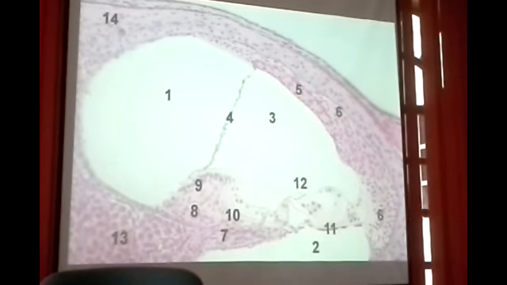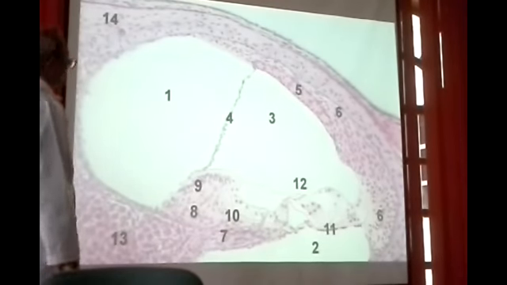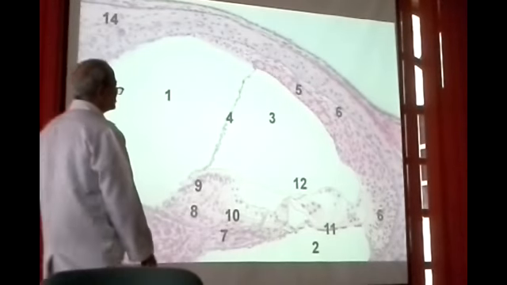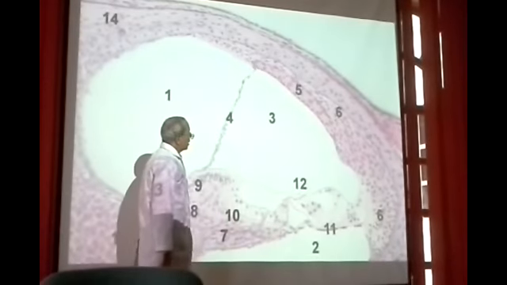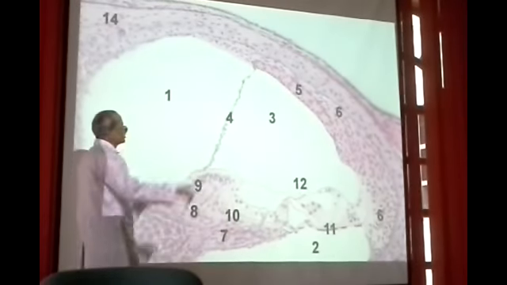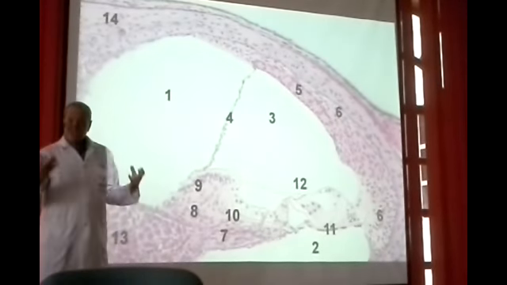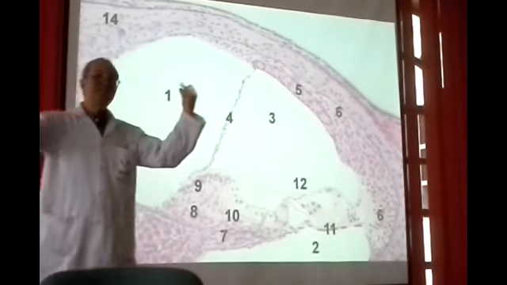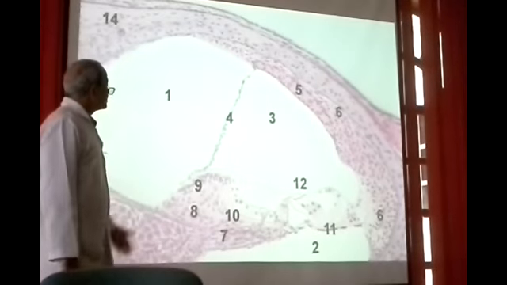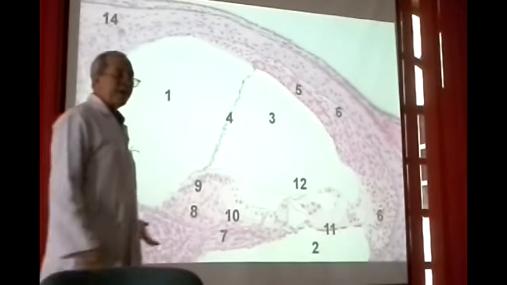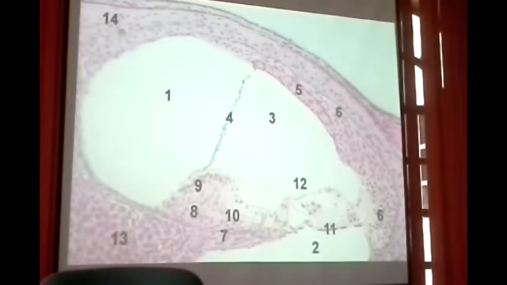Now, number four, the vestibular membrane. Number eleven, the basilar membrane. What limits or supports the wall of the tunnel of Corti? Who supports the hair cells? Pillar cells. Okay. Is there a difference between the basilar membrane at the base of the cochlea and the basilar membrane at the apex of the cochlea?